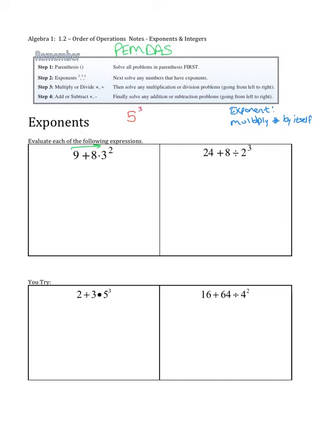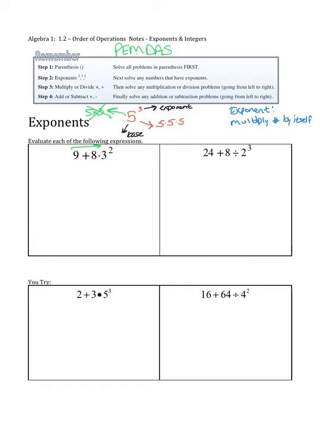5 raised to the third power, 5 is called the base. You're going to hear this terminology again. 3 is the exponent. And this means 5 times 5 times 5. It does not mean 5 times 3, crisscross. It means 5 multiplied by itself 3 times. All right, I'll leave that on the notes. Make sure you get that.